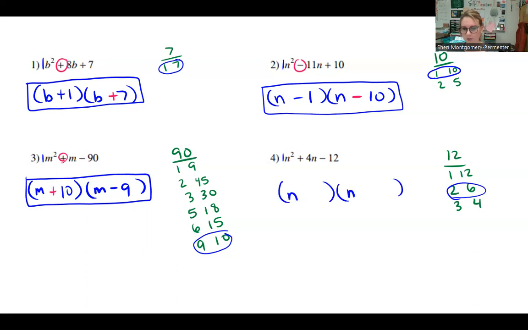N is the variable. I have 2 and 6. The middle number is positive. So the bigger number has to be positive. And if I have 6, I would have to subtract 2 to make 4.